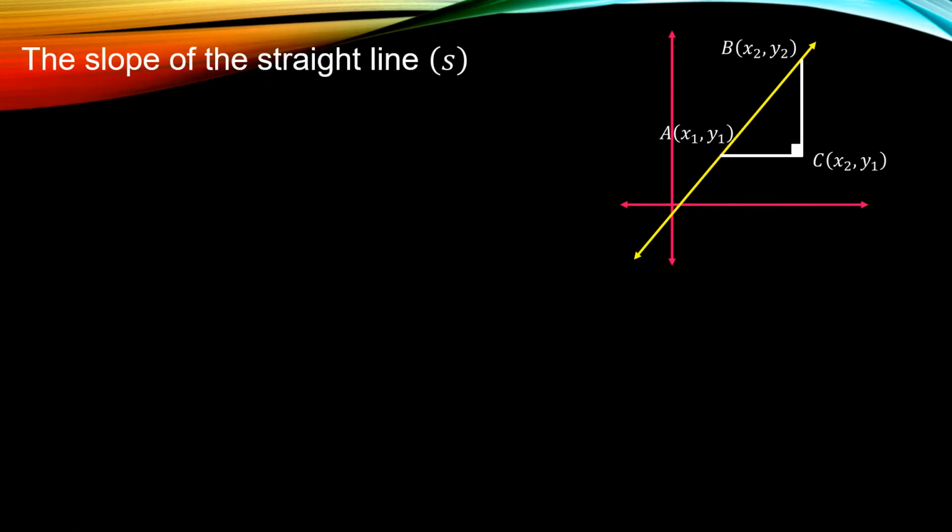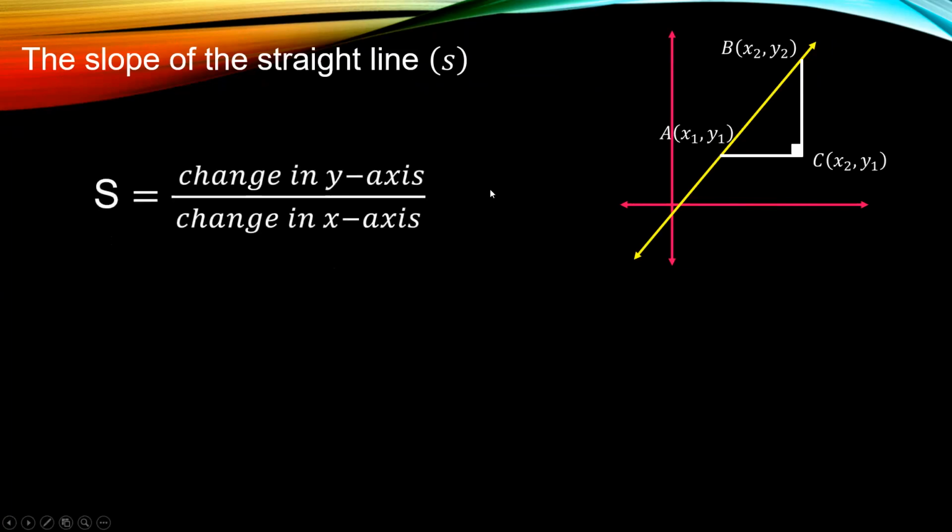Let's turn to our lesson for today, the slope of the straight line, and it's denoted by S. The slope of the straight line means the change in the y-axis over the change in the x-axis. Here, the point A equals (x1, y1), and the point B equals (x2, y2). So here, the slope changes from y1 to y2 and from x1 to x2. So I can say that the slope equals (y2 minus y1) over (x2 minus x1).